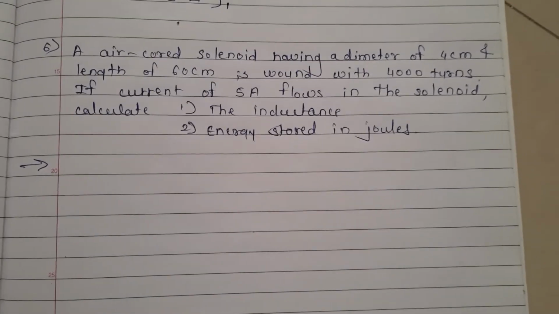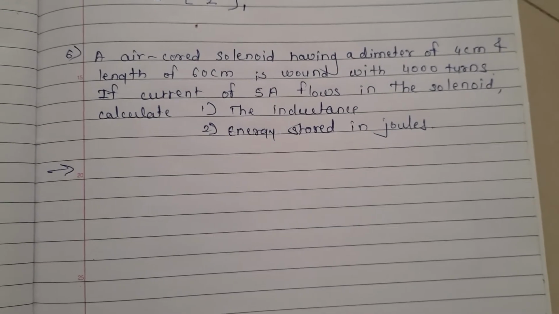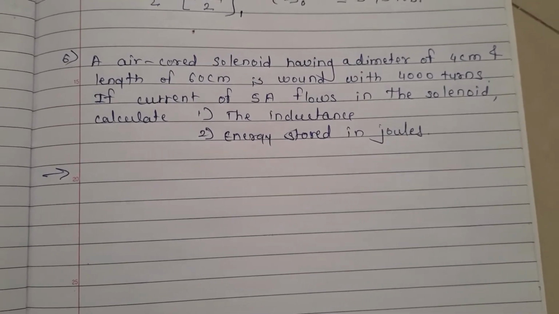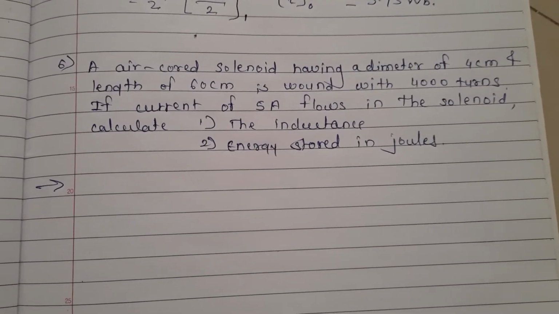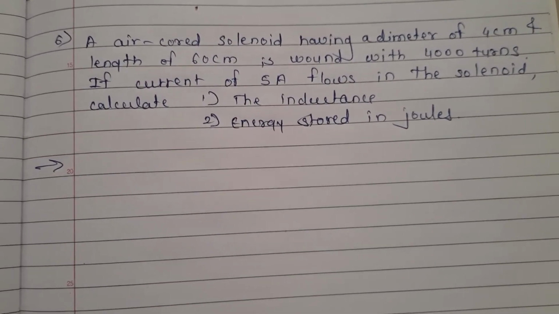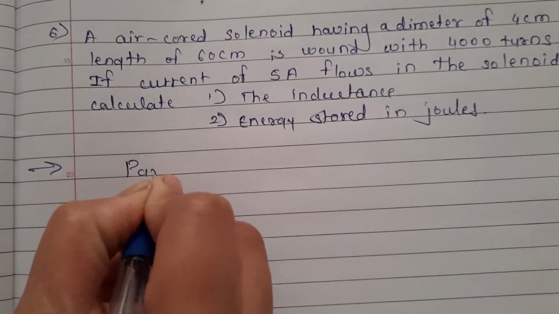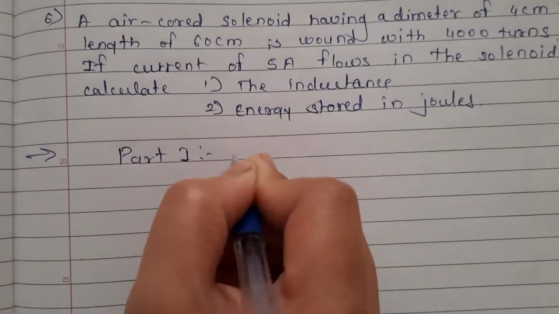Next problem, an air-cooled solenoid having a diameter of 4 cm and a length of 60 cm is wound with 4000 turns. If current of 5 ampere flows in the solenoid, then calculate the inductance and the energy stored. Now first is part 1, that is inductance.